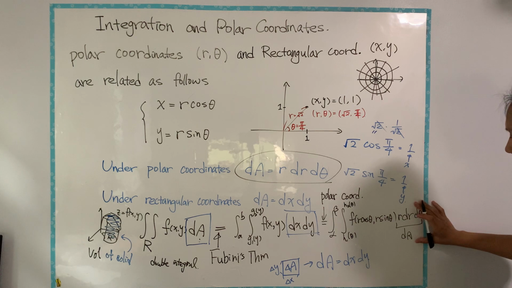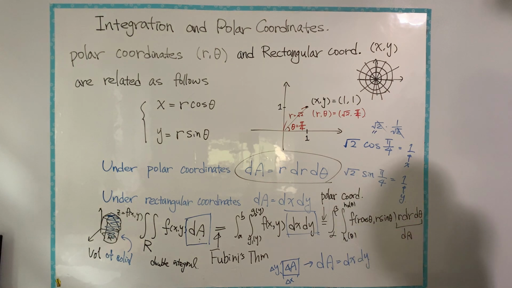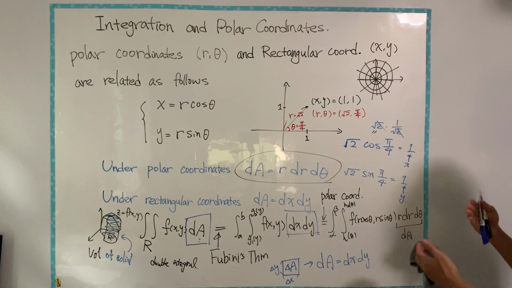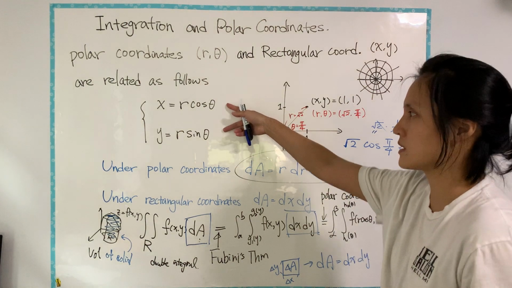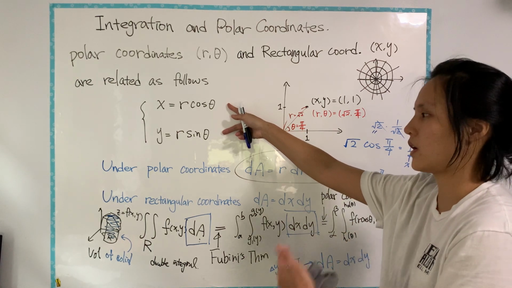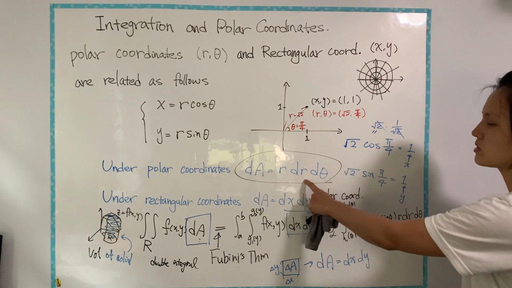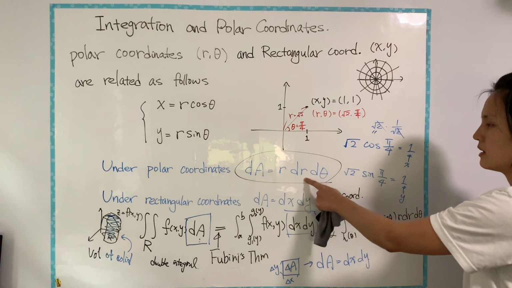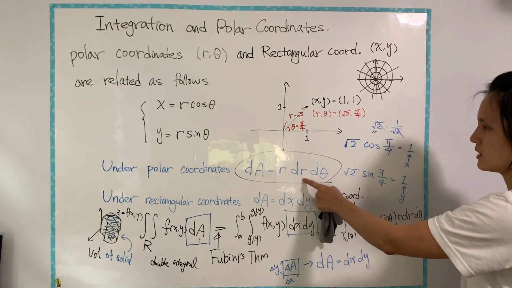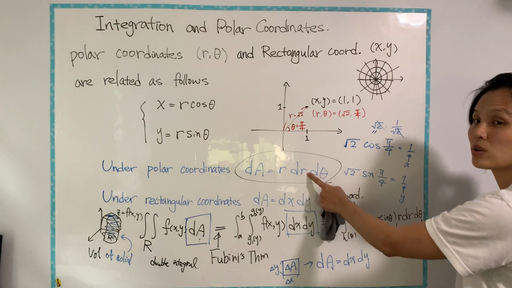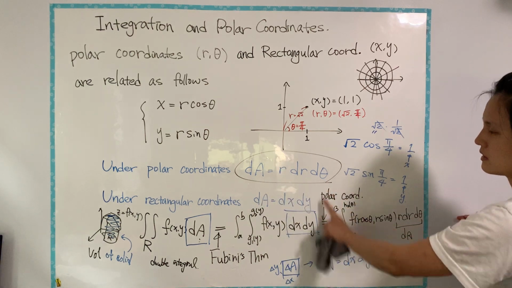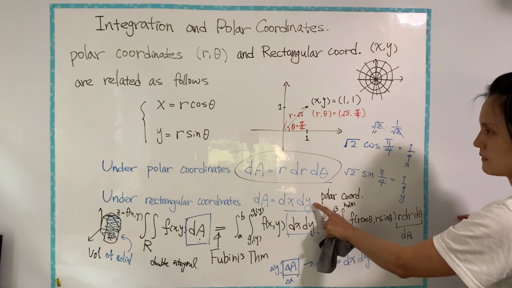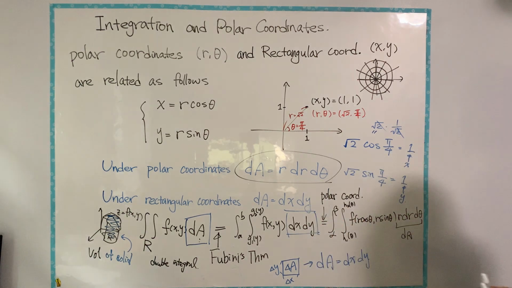I'm going to give you a concrete example, but just keep in mind the relationship between the rectangular coordinates and the polar coordinates is these two equations. That's how you write x and y in terms of r and theta. And this is how you derive the area element dA in terms of iterated integral using the polar coordinates. So it's r dr d theta as opposed to just dr d theta. That's the difference when you use the polar coordinates and the rectangular coordinates.